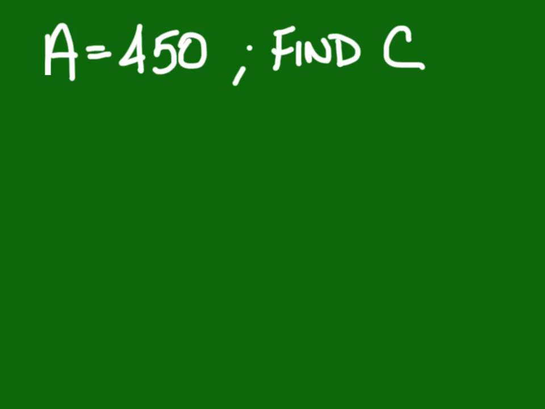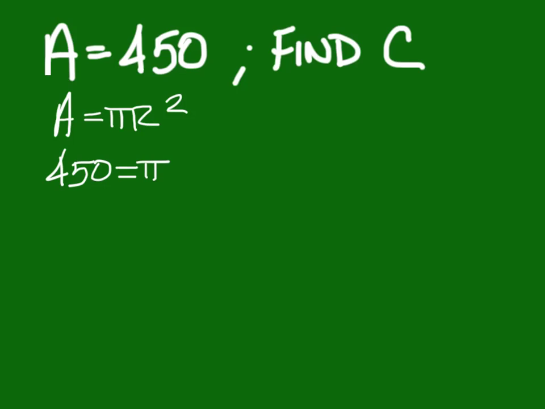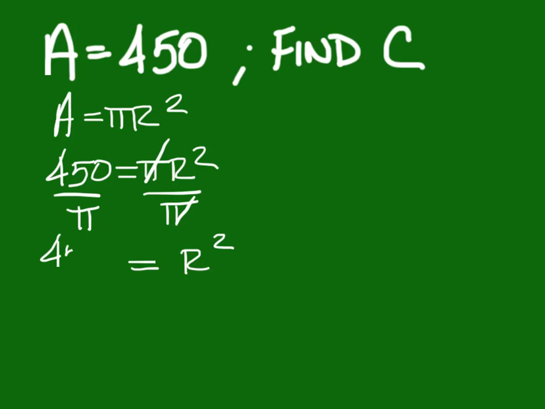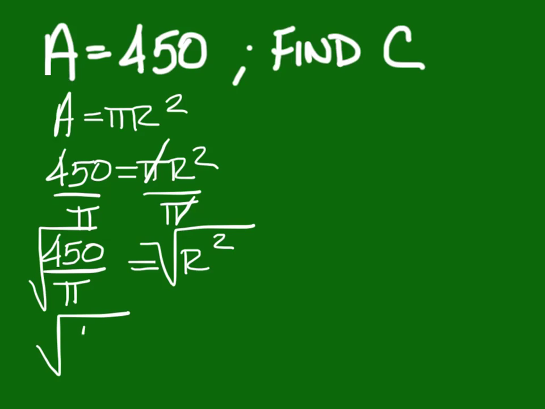For the practice problem, you start with A, so it's A equals pi r squared, and plug in 450 for A. Set it equal to pi r squared. Divide both sides by pi, and be left with r squared. And then you have 450 over pi on the left. You need the square root of both sides. So you're left with the square root of 450 over pi equal to r.